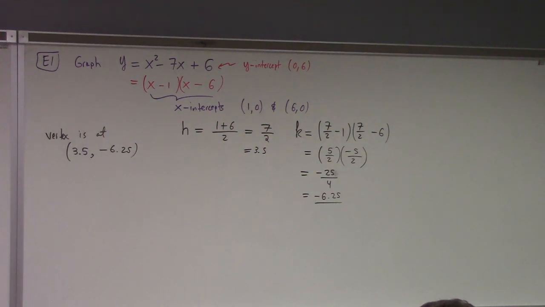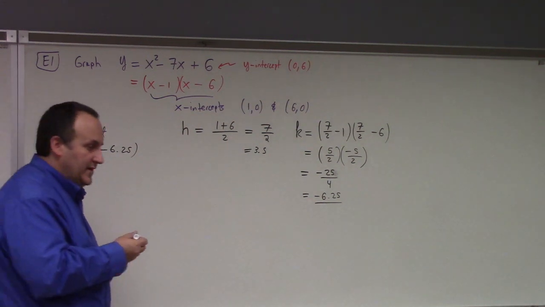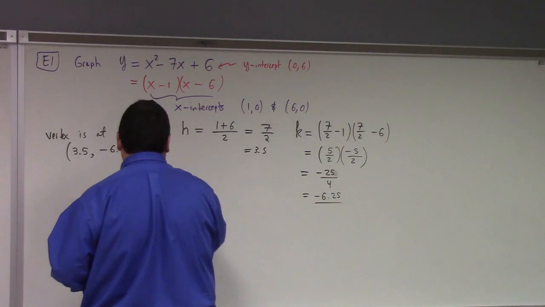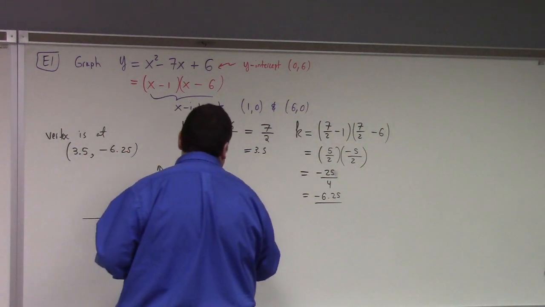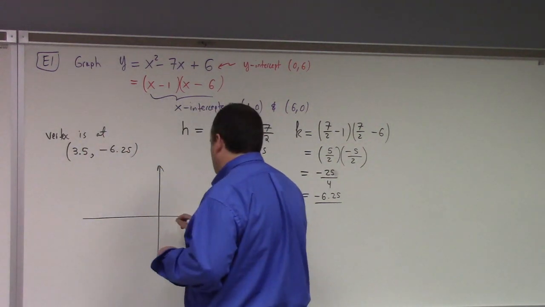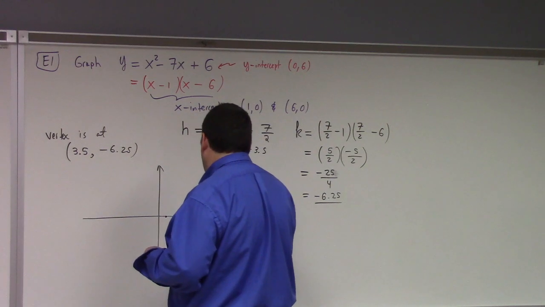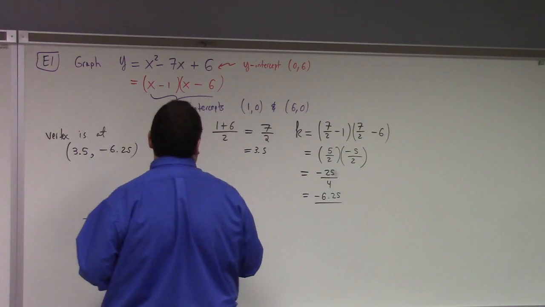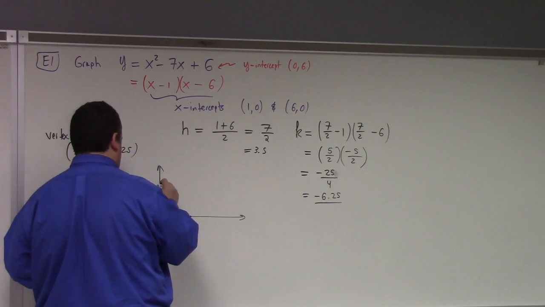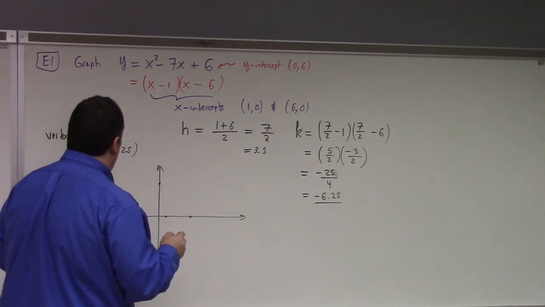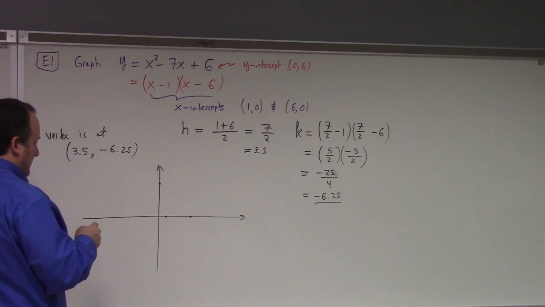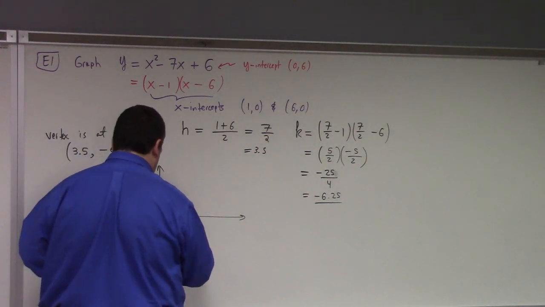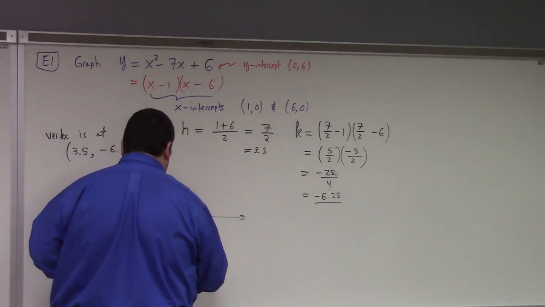Making use of all our handy dandy formulas we just derived, right? Fractions are also okay. I'm putting it in decimal because I'm going to make the graph, and for me, graphing, I can see things better. So the intercepts are at 1 and 6, and the vertex is at 3.5 and minus 6.25.